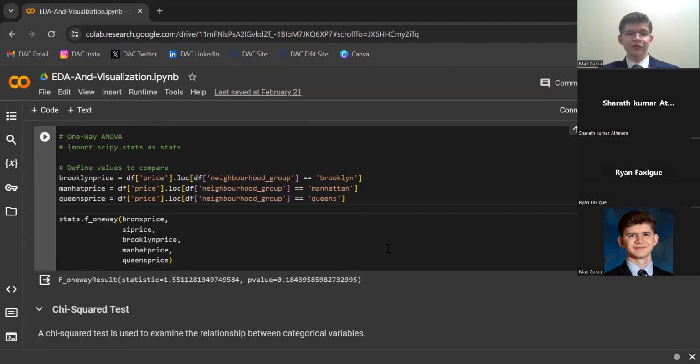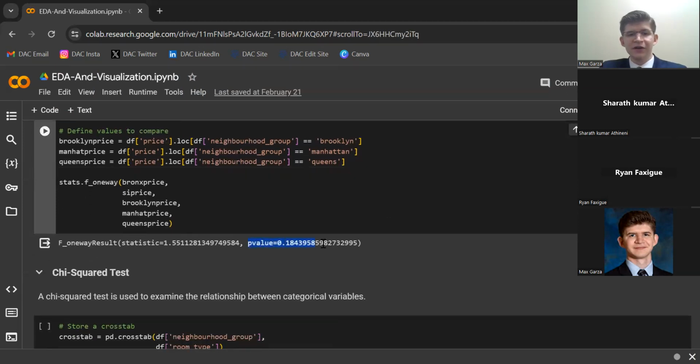So we're still working within that single variable being the neighborhood group. We're not branching out of it, even though we have multiple neighborhood groups. Now here, whenever I run the one-way ANOVA and I compare Brooklyn, Manhattan, Queens, Bronx, and Staten Island, our p-value does drop down to about 18%, but that's still not at our threshold. So we can't say for certain that there is a substantial difference between these prices.